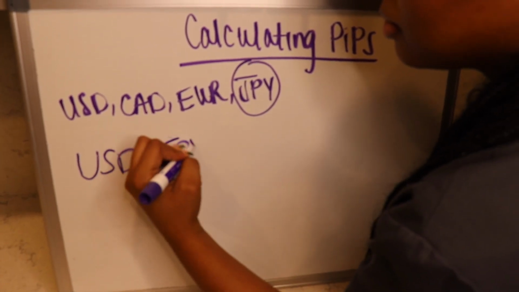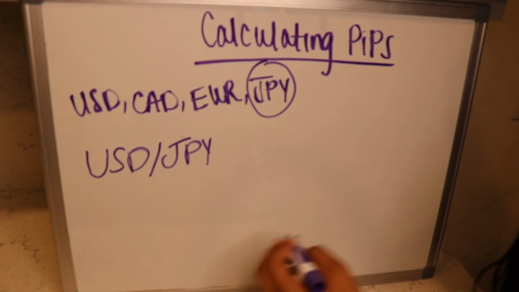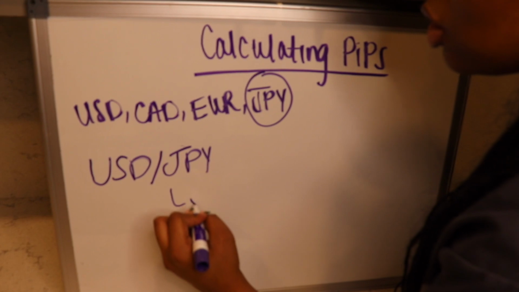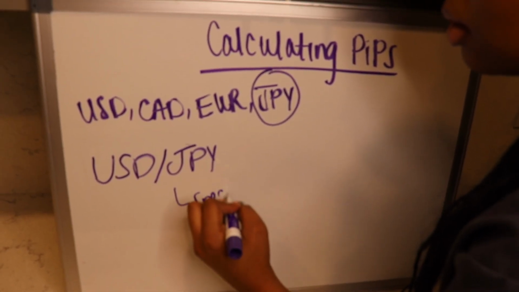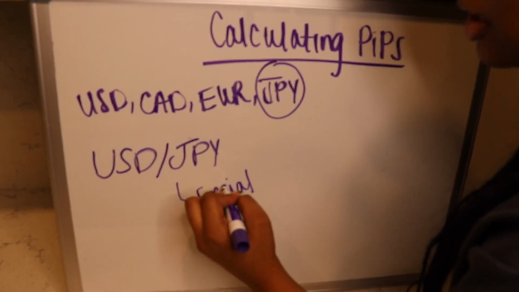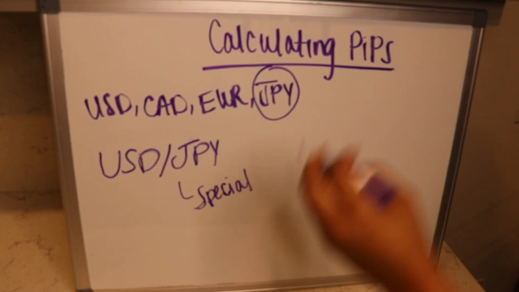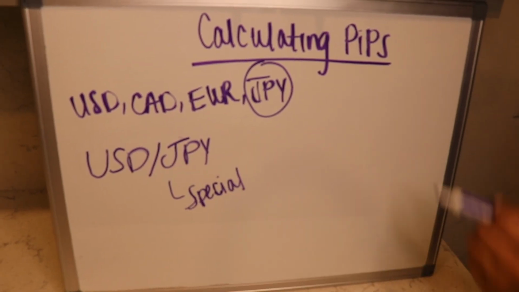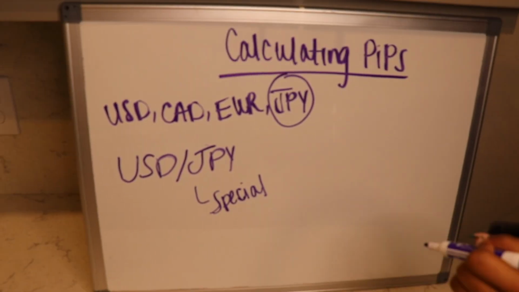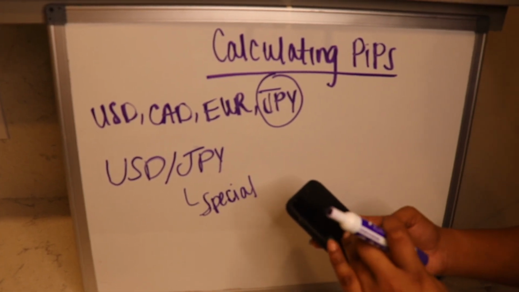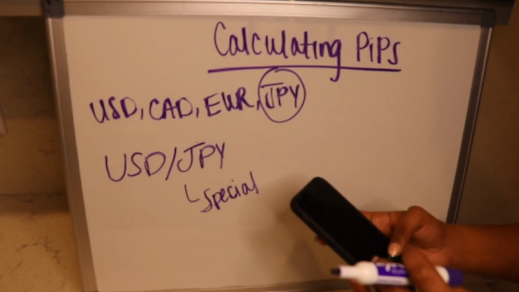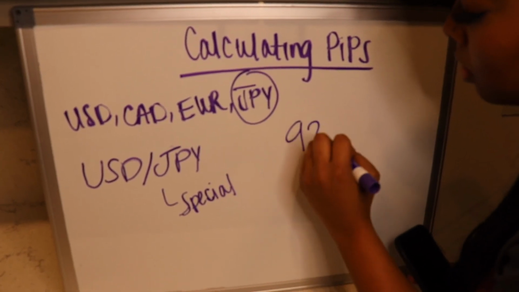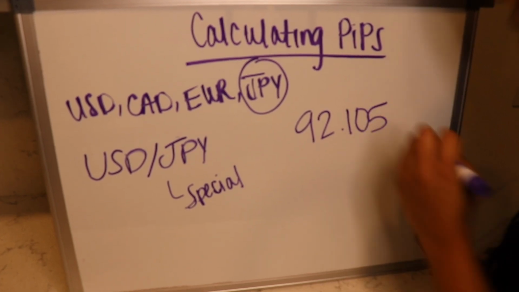JPY. Always remember, if you're dealing with JPY, this is normally your special pair. Sorry for my handwriting, guys, I'm a left-hander. This is your unique pair. The reason why, for example, I'm getting into the market right now, I'm trying to find a JPY trade right here. Where the market is at right now is 92.105.